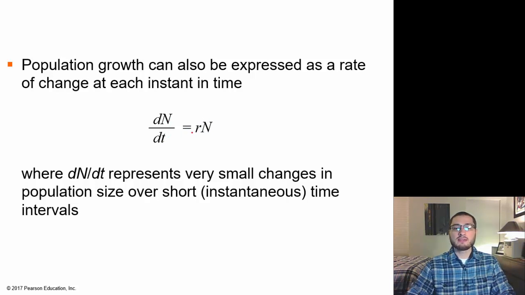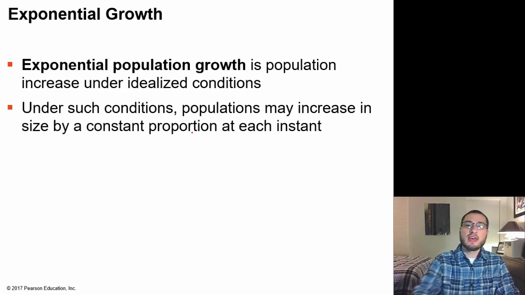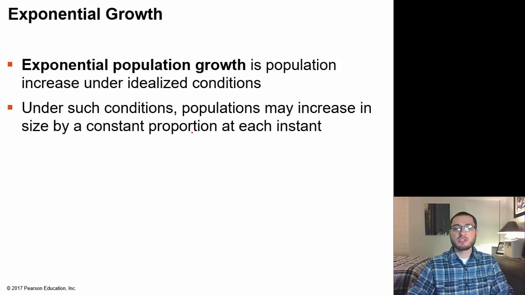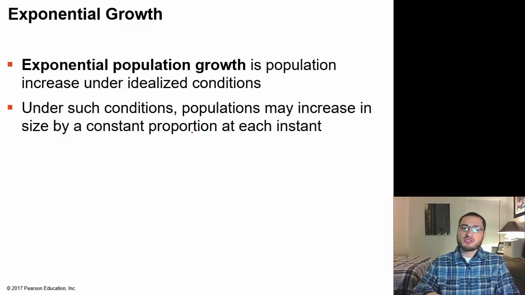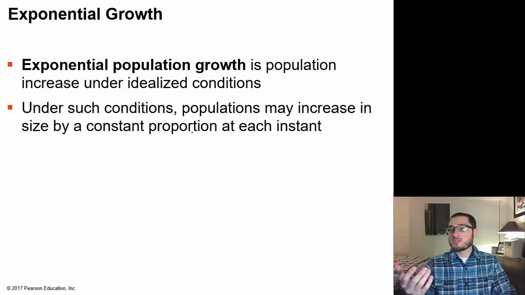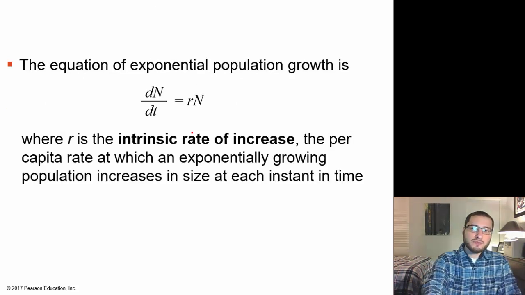So when change in N over change in t represents very small changes in population size over a short period of time, that is when we're talking about instantaneous intervals. Exponential population growth is population increase under idealized conditions. We see that humans are going to exponentially grow in population size. Under these conditions, populations may increase in size by a constant proportion at each instant as well.